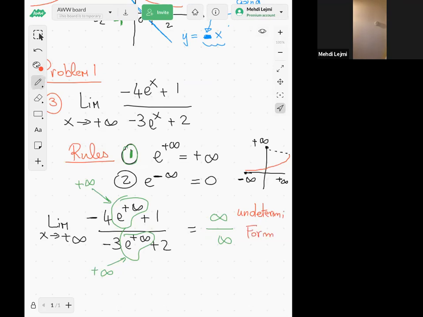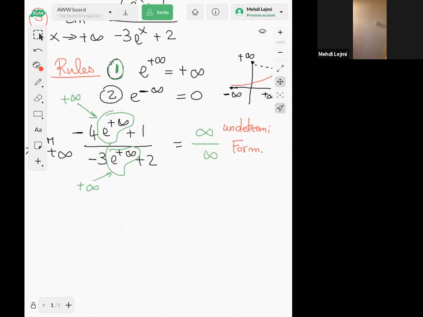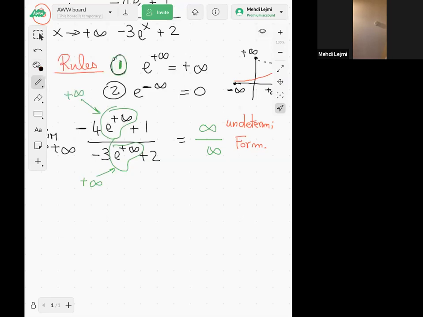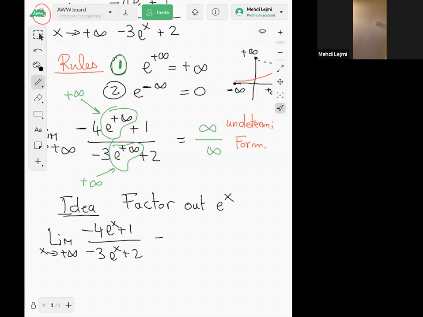So what do we do in this case, when you have infinity over infinity? Well, the idea is to factor. What we can do is factor out the exponential of x, because once you factor out e to the x, then you can cancel it out and compute your limit. So here's my limit: minus four e to the x plus one over negative three e to the x plus two. I'm going to pull out e to the x here and here.